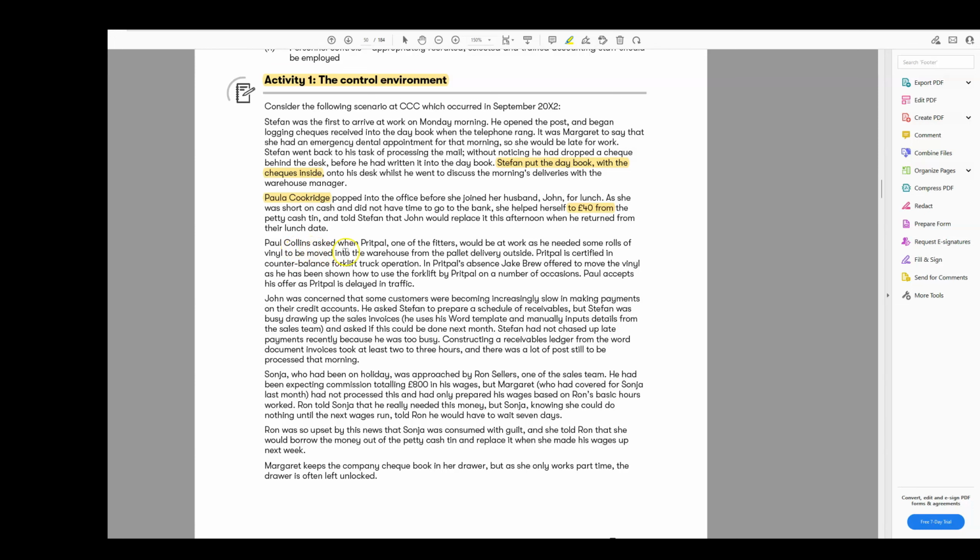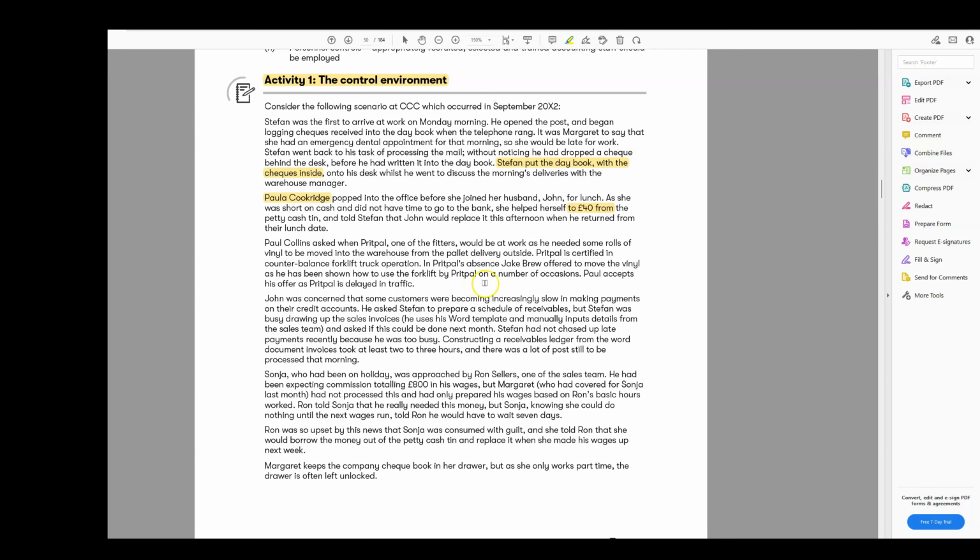Paul Collin asked when Pritpal, one of the fitters, would be at work, as he needs some rolls of vinyl moved into the warehouse from the pallet delivery outside. Pritpal is certified in counterbalance forklift truck operation. In Pritpal's absence, Jake Brew offered to move the vinyl, as he has been shown how to use the forklift by Pritpal on a number of occasions. Paul accepted his offer as Pritpal is delayed in traffic.